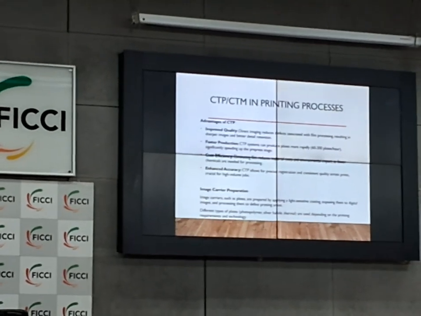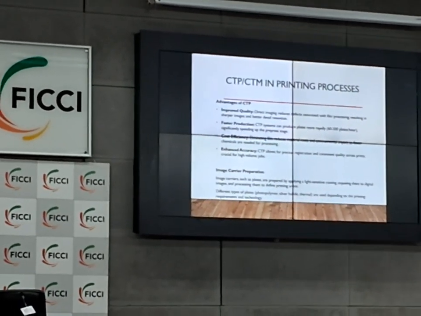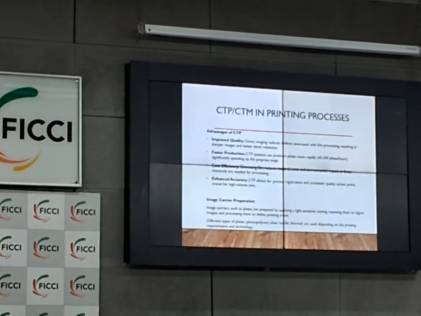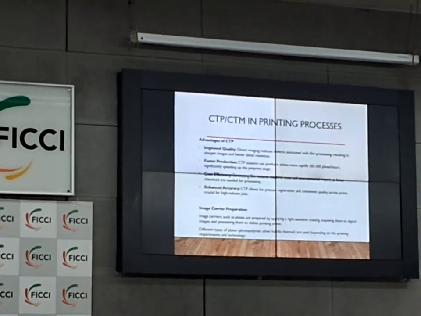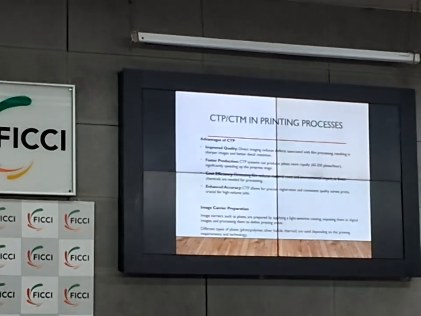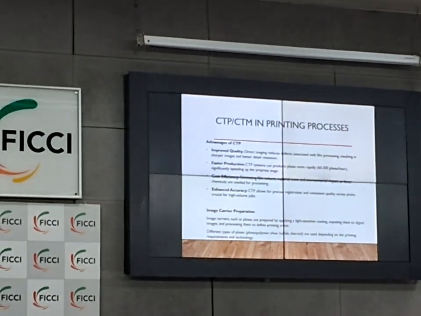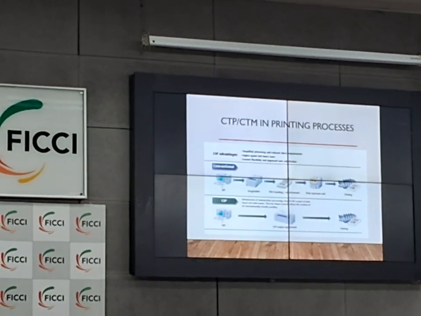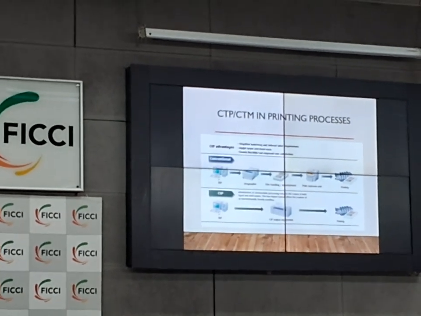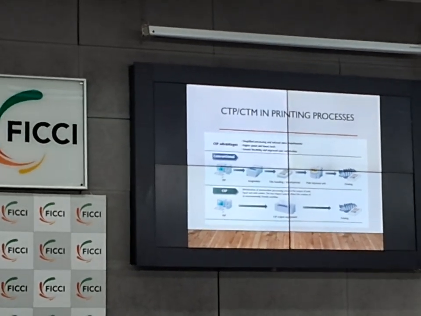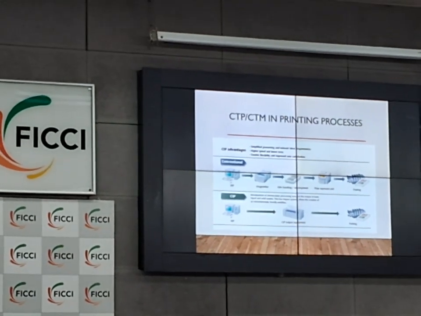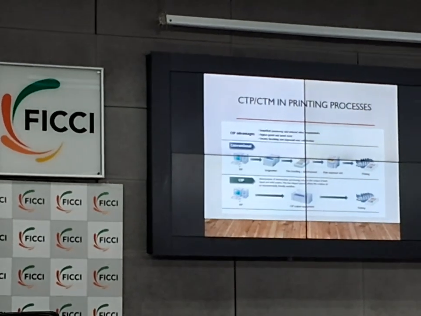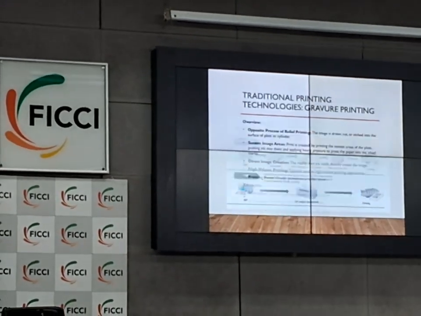Next. So we get the best quality through the CTP process, with faster production, cost efficiency, and enhanced accuracy in image carrier preparation. Next. This is a flow chart of the conventional system. It requires a lot of steps, while the CTP system requires only 3 steps. Next.